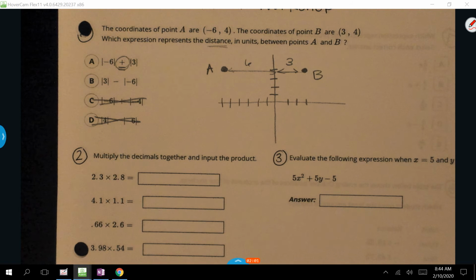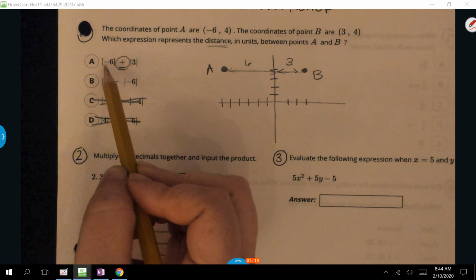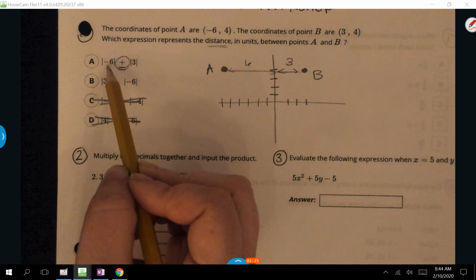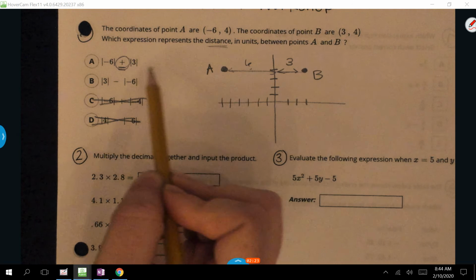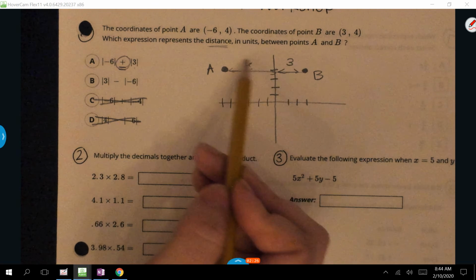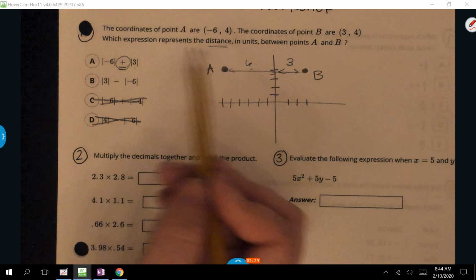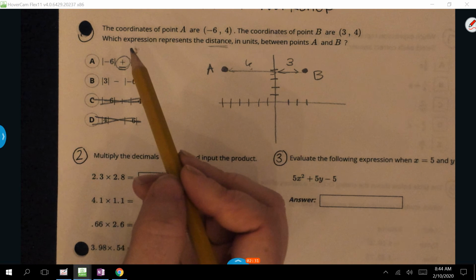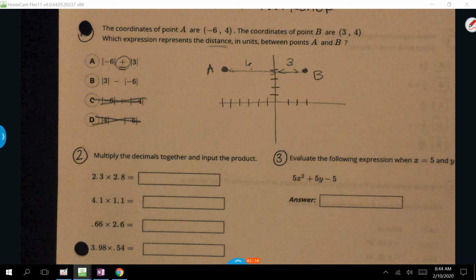Just because you don't understand a problem, if you're able to draw a picture, if you're able to visualize it, it might help your answer choices make a little bit more sense. So these absolute value bars, what's the absolute value of negative 6? 6. What's the absolute value of 3? 3. Do y'all see how it's really just saying 6 plus 3? Which is what Chris said, because he said it's going to be 9. Are there any questions on number 1? Make sure you bubble that in or circle it.